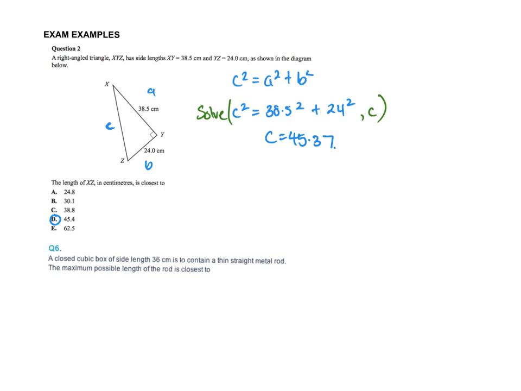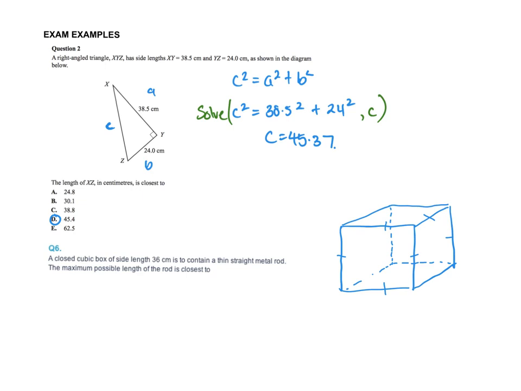Now this one, a closed cubic box has a side length of 36. So what you've got here is a cubic box. When they say cubic, they're all the same size. So if I draw out this 3D sort of image for you, there's the cubic box. Hopefully you can see a cuboid there. Now it said it contains a straight metal rod, and what's the maximum length a rod can be.